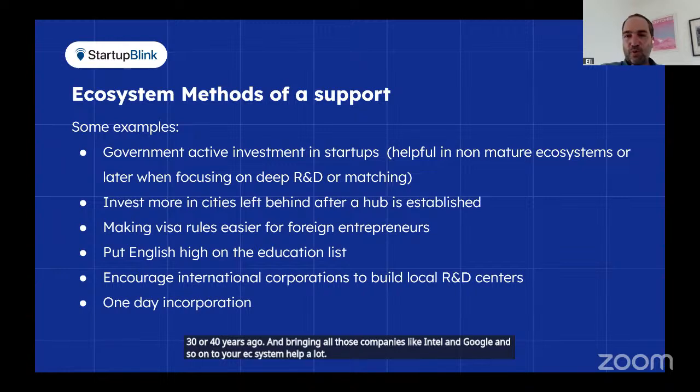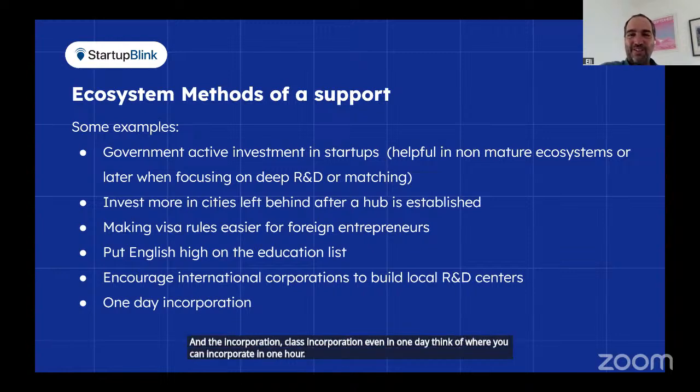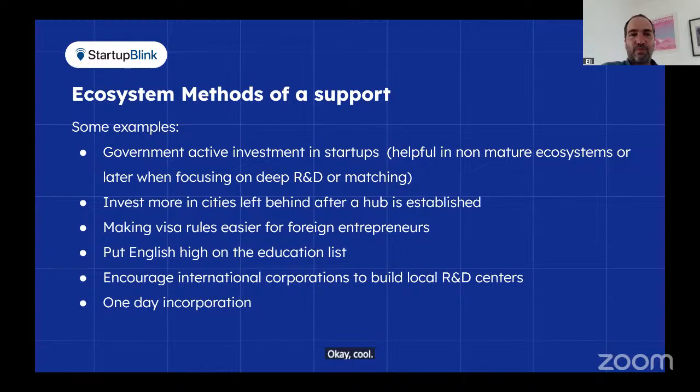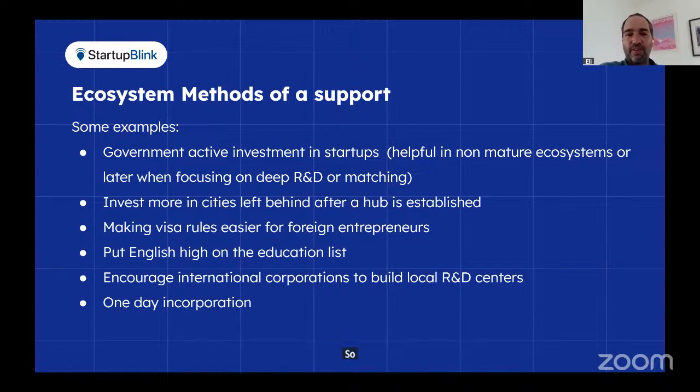And incorporation, fast incorporation, even in one day. In Singapore, you can incorporate in 1 hour. Okay, so like a very good place. For example, another great ecosystem like Cyprus has very good tax incentives and so on, but incorporation would take you a few months. So the idea, again, is let's make life as easy as possible.